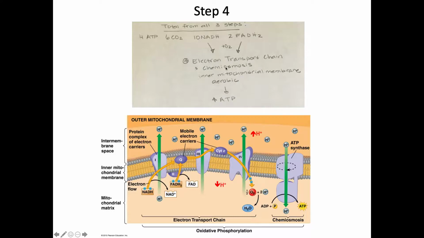And it's in this final step where we will make a lot of ATP. So total from all 3 steps, we've made 4 ATPs, so a little bit of ATP. We've made 6 molecules of carbon dioxide, and then 10 NADHs. So if you add up all those NADHs, it'll add up to 10. And then 2 FADH2s from that Krebs cycle, and then we'll take our oxygen, and then we'll make a lot of ATP.